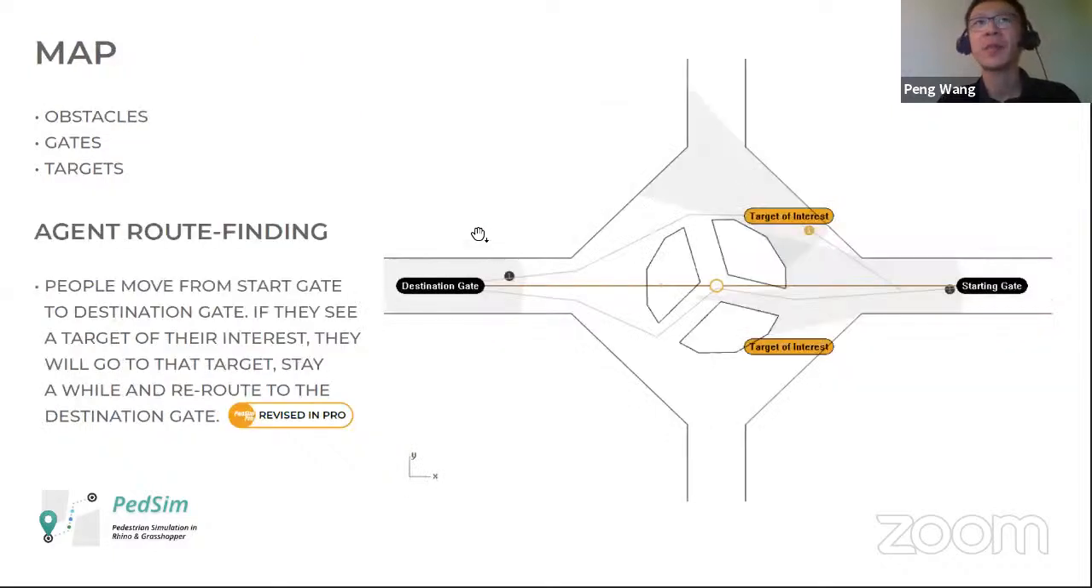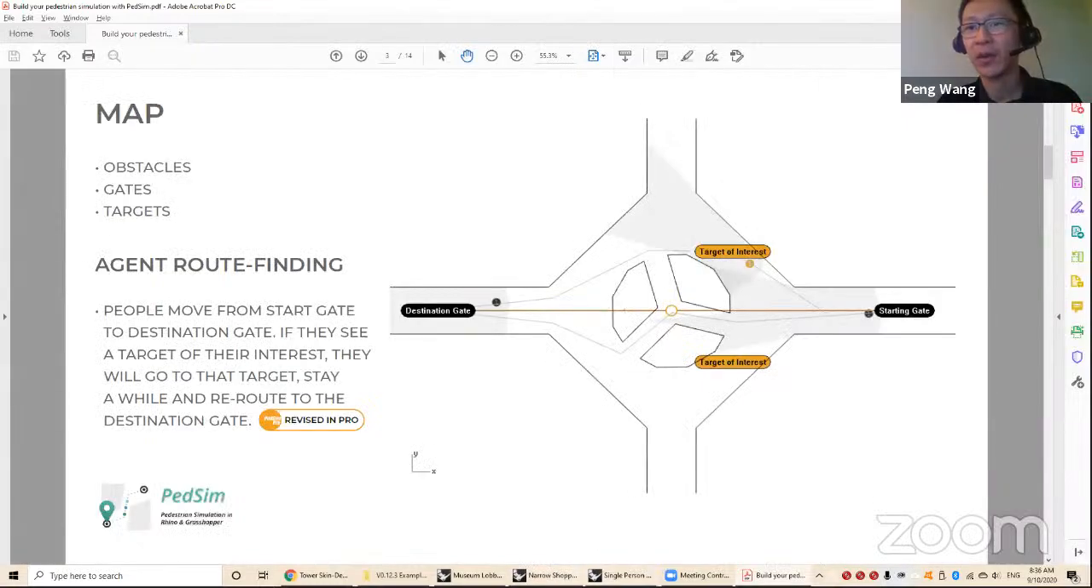So within PedSim, there are some basic elements. There is the basic simulation scene, we call it the map. The map is basically a scene in your Rhino environment, but it only takes two types of Rhino geometry. One is the polygon, one is the points. The points make the gates and the targets. So at this point, maybe I can switch to my first demo here.